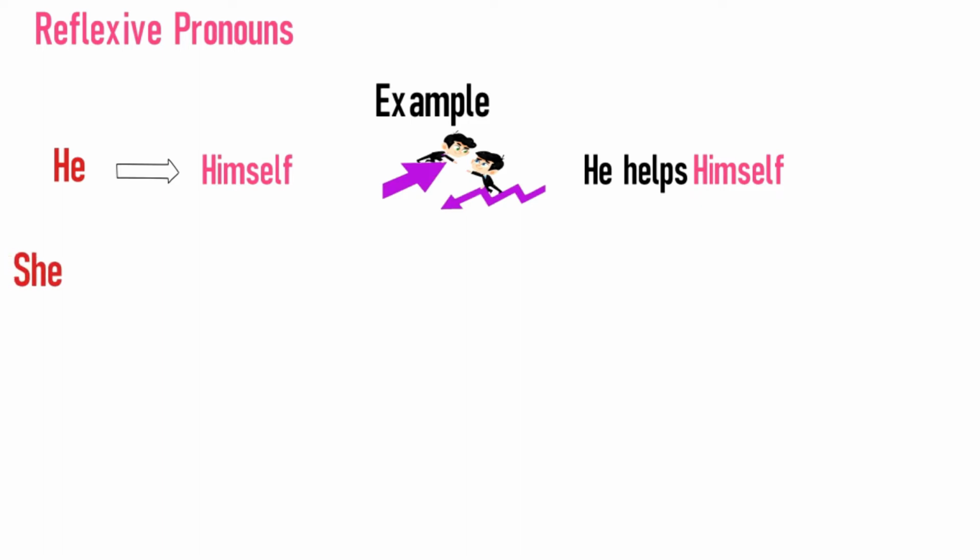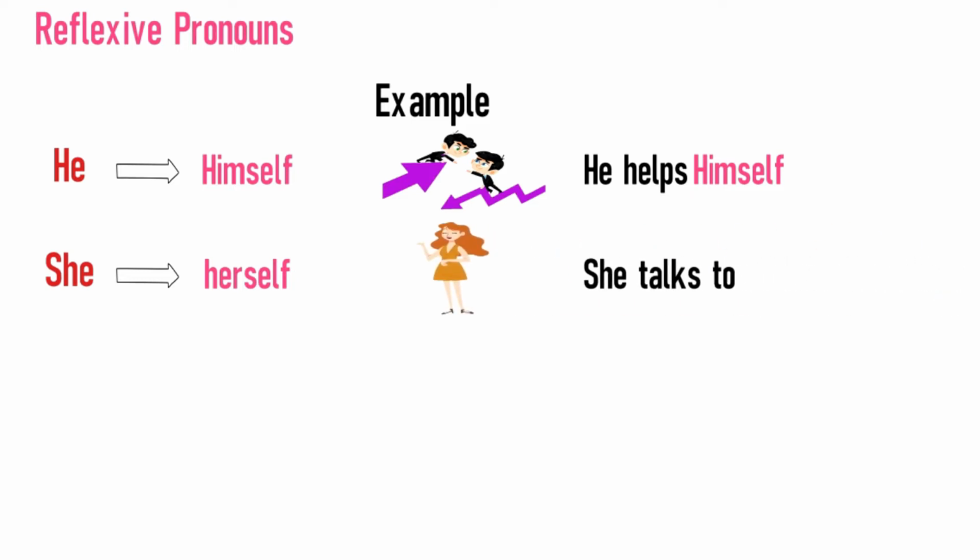And next, with she, I say herself. We see here Amanda. She talks to herself. Yeah, like me. I don't say she talks to she or she talks to her. No, this is wrong. She talks to herself.